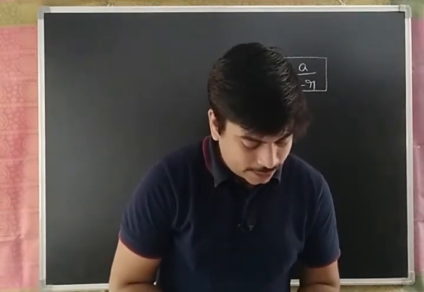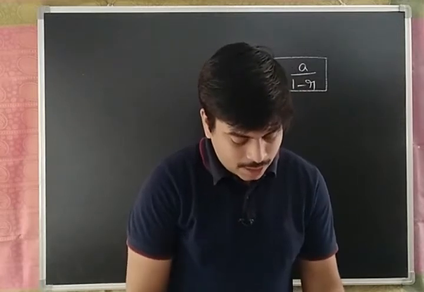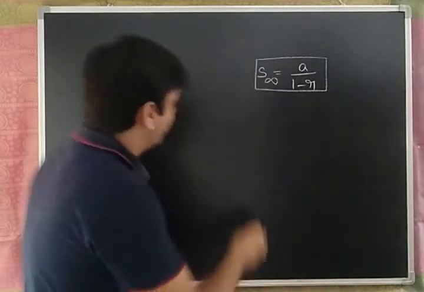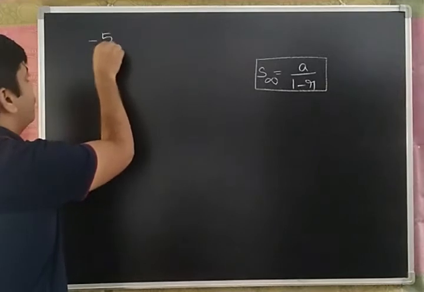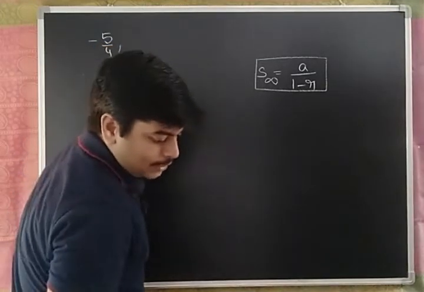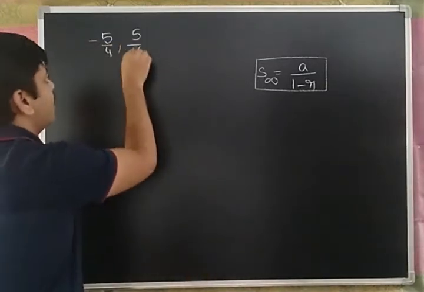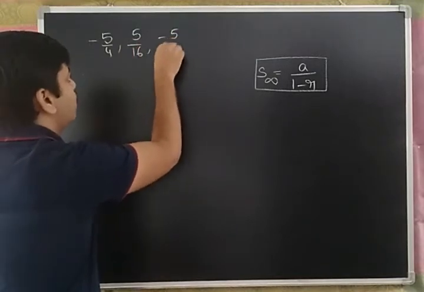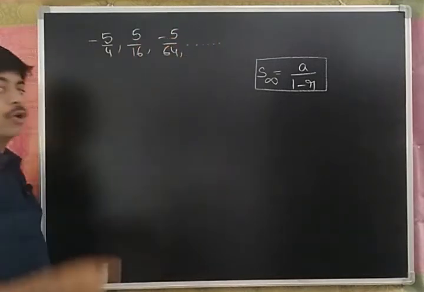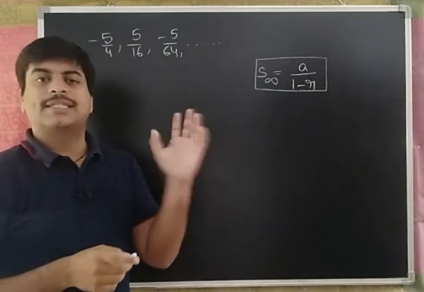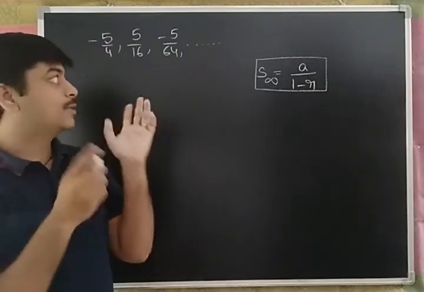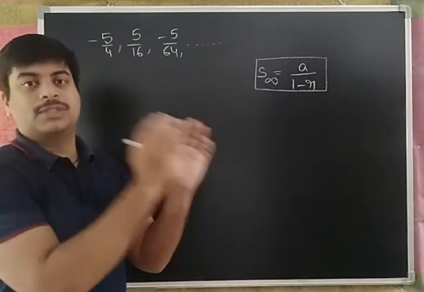Find the sum to infinite terms of a GP: minus 5 by 4, then 5 by 16, and then minus 5 by 64, and so on. See, we have one positive term and one negative term, alternating, but still we need to find, we will try to see if the value converges to some value or not.